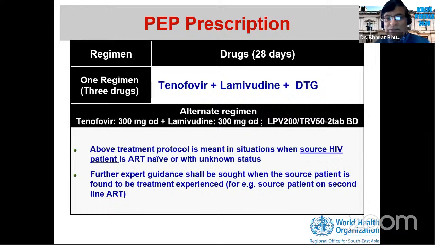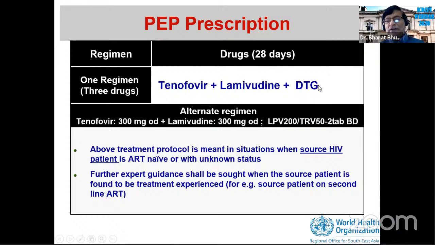So what is the regimen? PEP is provided for 28 days. The regimen, which was recently revised in 2020 by NACO last month, includes a combination of tenofovir, lamivudine, and dolutegravir.